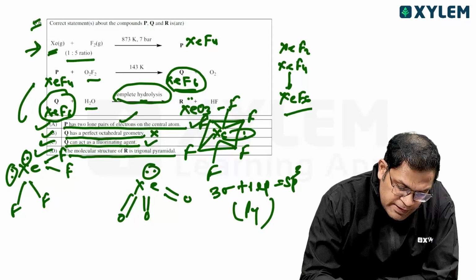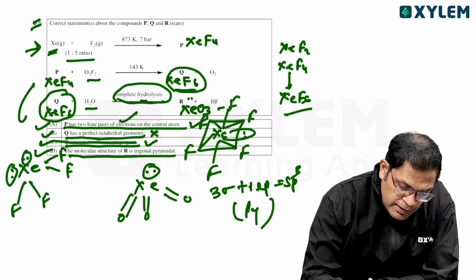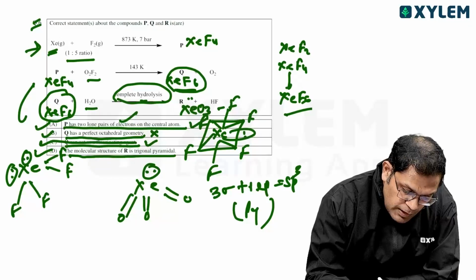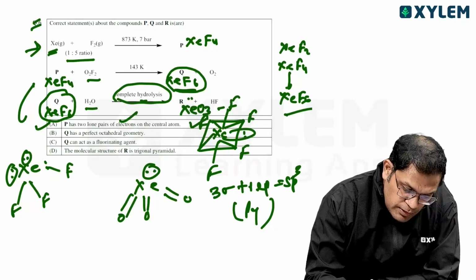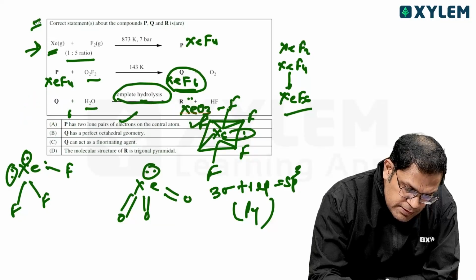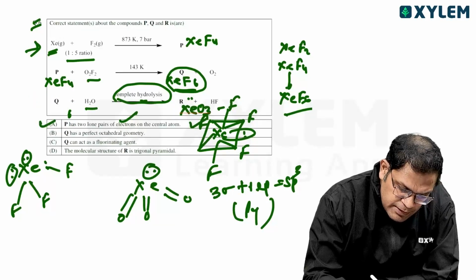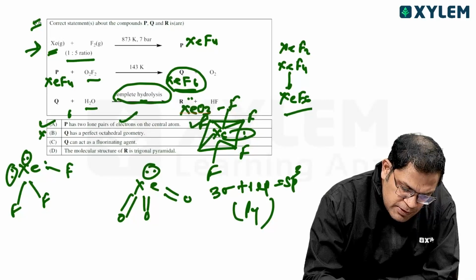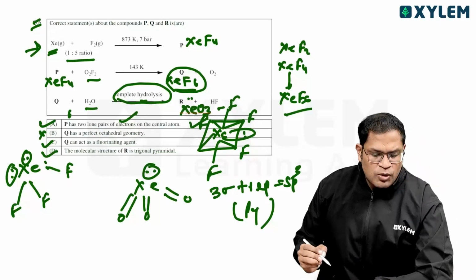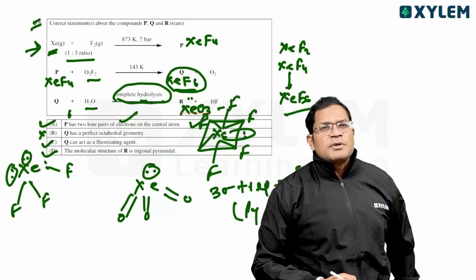So except option C. Except. So answer number A is correct. Okay. Now option number B is incorrect. Option number C is correct. And option number D is also correct. So options A, C, D will be the answer.